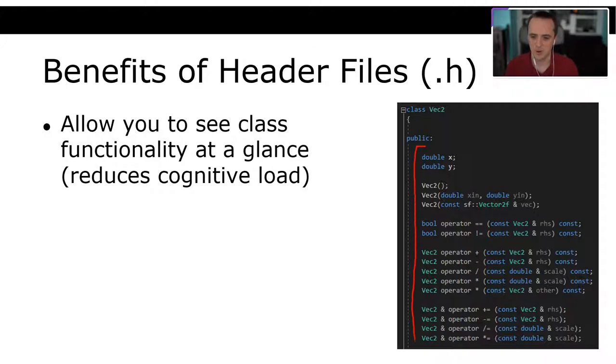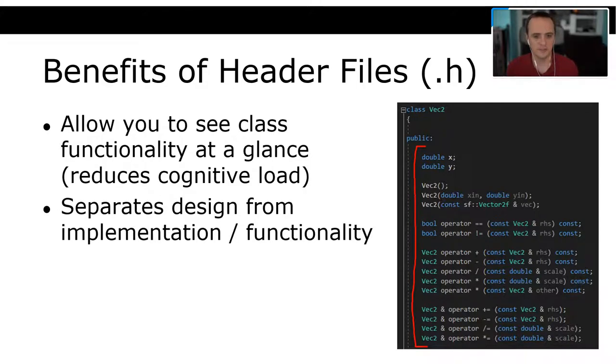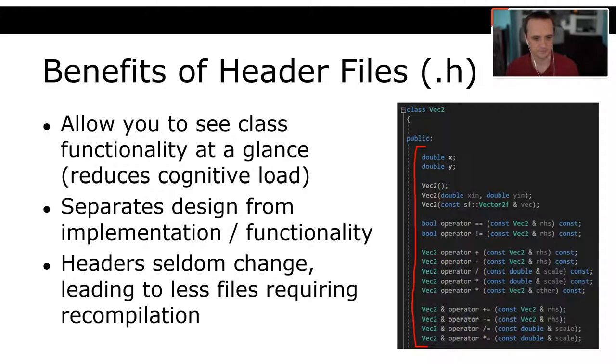And you can see here with the header file, you can see all the declarations. So you can see all the types of operators on one screen that the vector class will implement. But you don't get bogged down with all the details, right? So it's separating the design of the class from the implementation of the class. And anytime you can separate the design and the implementation, it reduces cognitive load and it helps you with programming. So another benefit is that headers very seldom change, leading to less frequent compiling, okay? So headers change far less frequently than implementation files.